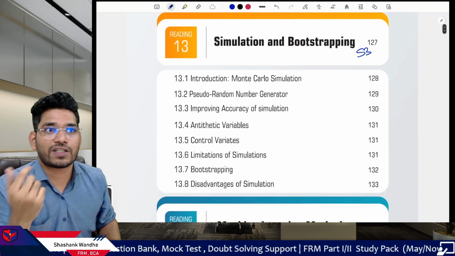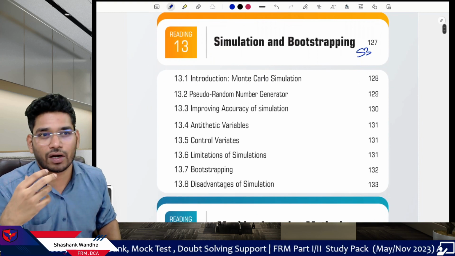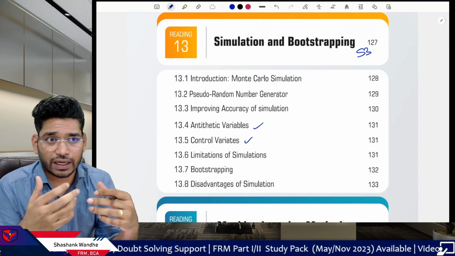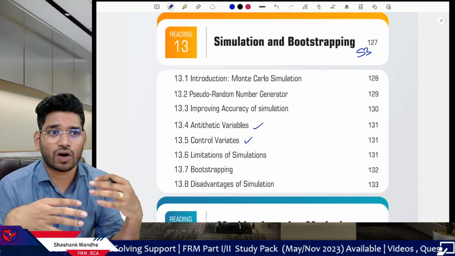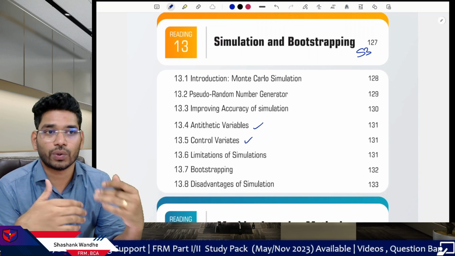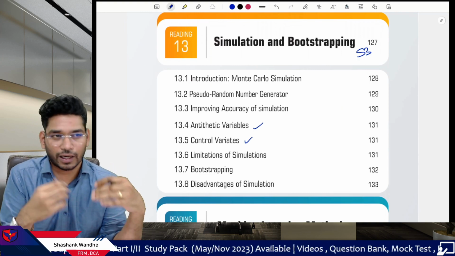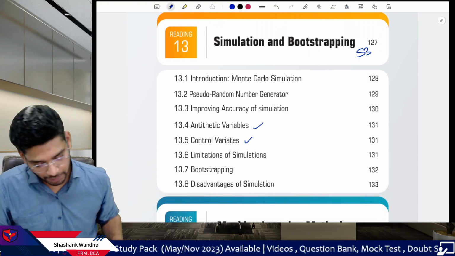Then we have simulation and bootstrapping, again a very theoretical discussion. Understand what is control variate and antithetic variate, what is pseudo random number generator and all, and you are good to go. Okay, so understand advantages, disadvantages. So the discussion will be very basic, questions will be very basic on this area, simulation and bootstrapping.